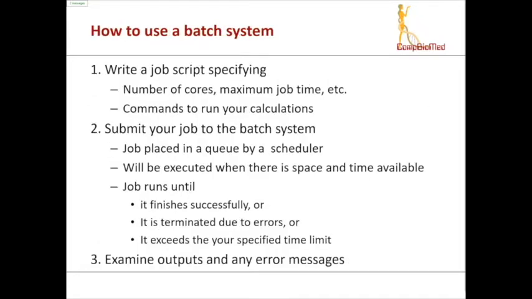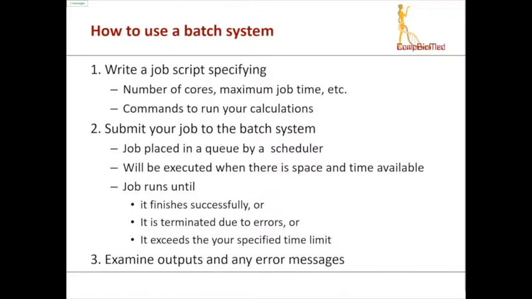So how to use these batch systems? The first thing you have to do is to write what we call a job script. This is in essence an ASCII file, and here you'll say to the system, I want to use a particular number of cores. I don't want the job to run more than an hour, for instance. And then here come my jobs. This is the kind of job that I want to run.